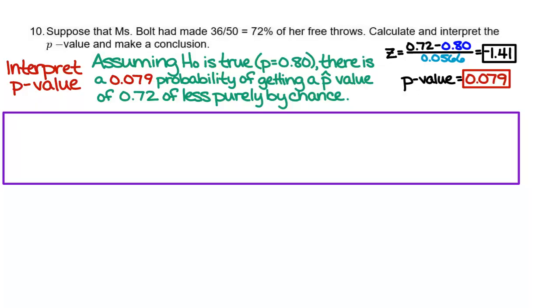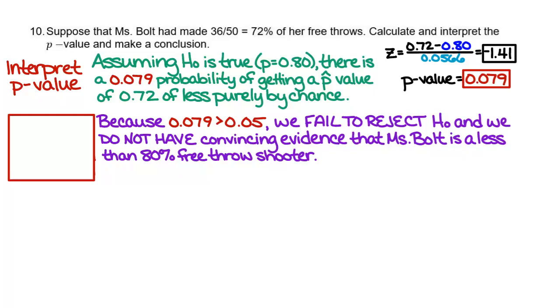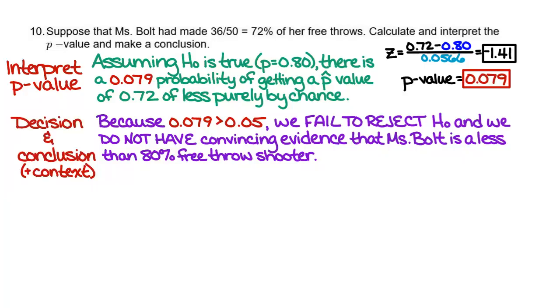So are we going to reject or fail to reject? Fail to reject. The first thing I do is bring that evidence. Because 0.079 is greater than 0.05, we fail to reject the H0 and do not have convincing evidence that I am a less than 80% free throw shooter. That is our decision and our conclusion.